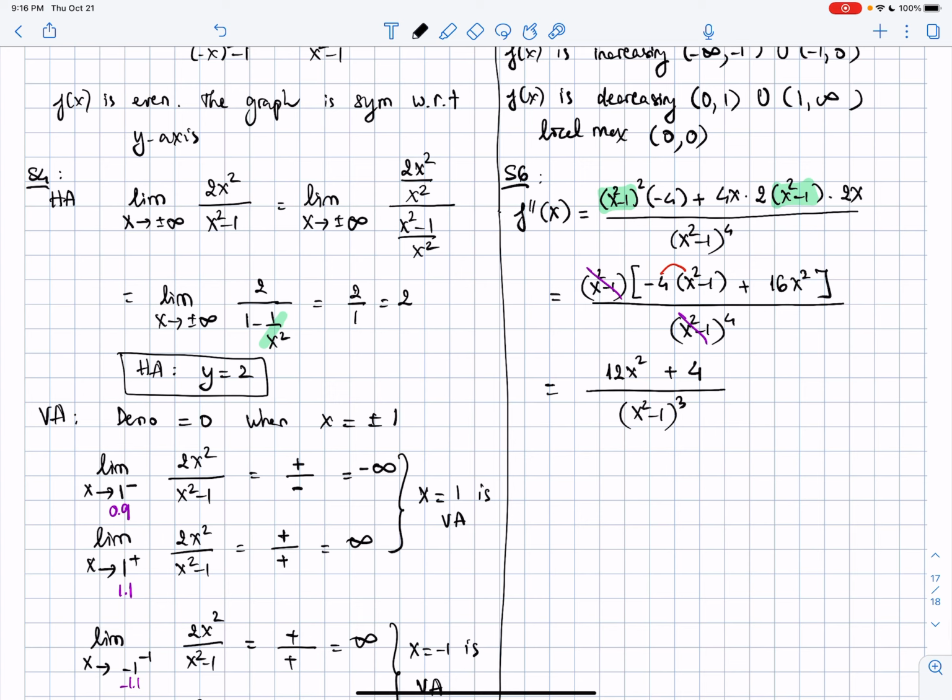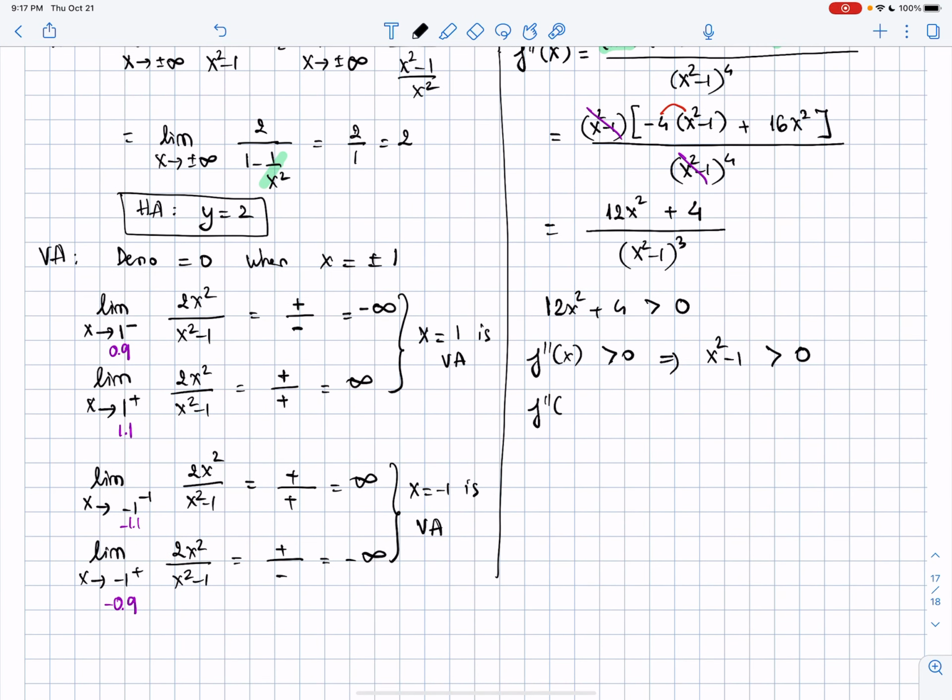Okay, so we can see that f double prime is always positive for the top because 12x squared plus 4 is always positive. So in order for f double prime to be positive, the bottom has to be positive. So for the bottom to be positive, that means x squared minus 1 has to be positive. And for f double prime less than 0, the bottom has to be negative.